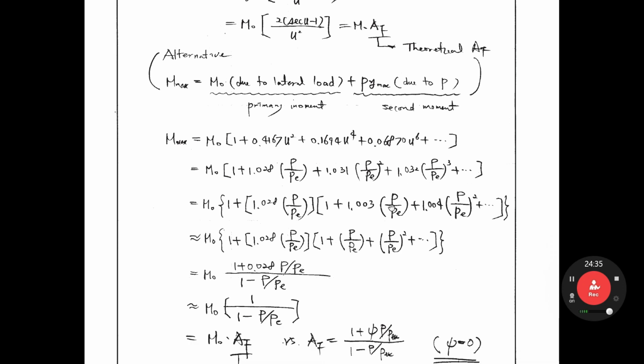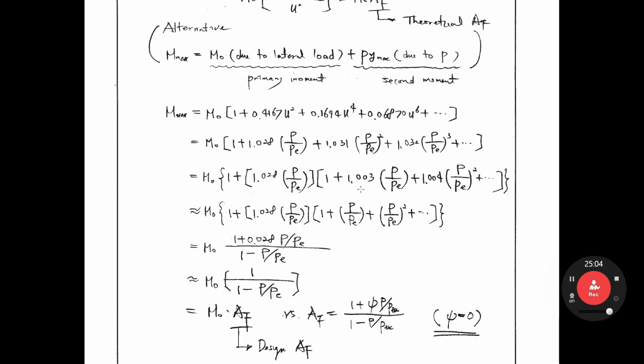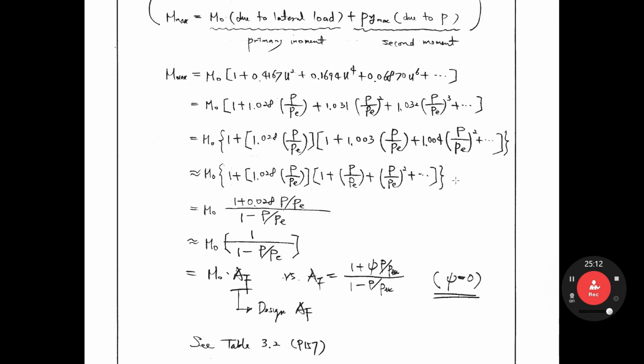And then here, 1.028 is not very close to 1. So you have to maintain 1.028. And then you can write this following term like that. Then this term is almost 1. So you can rewrite like that. So the summation of this one is 1 over P over P, 1. So this term can be written like that.